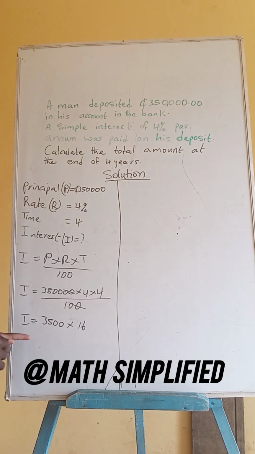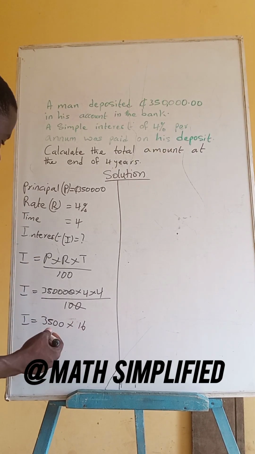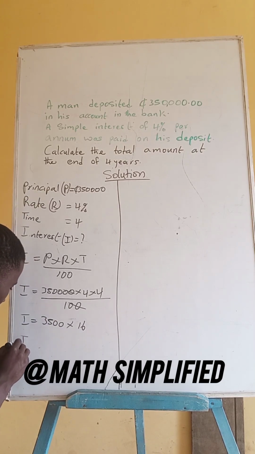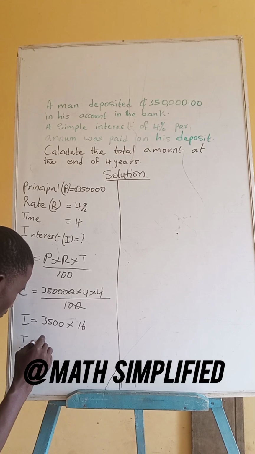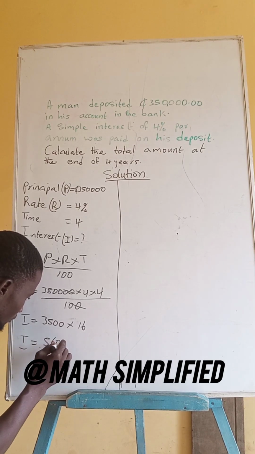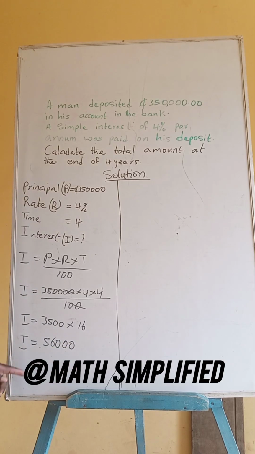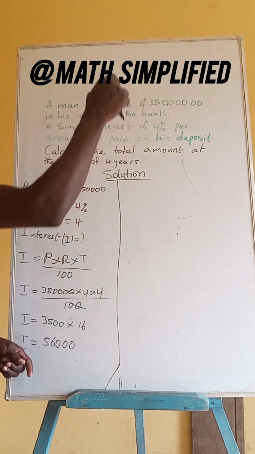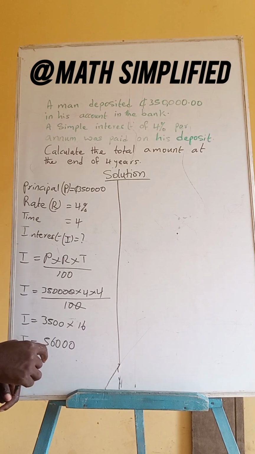When we multiply 3,500 by 16, just multiply 35 by 16, then you add the two zeros. When you multiply 35 by 16, you get 560. Then we add the two zeros. You have 56,000 as the interest. So at the end of 4 years, this is going to be his interest. This is not the total amount, this is just the interest. This is what they will pay on top of the money that he deposited.